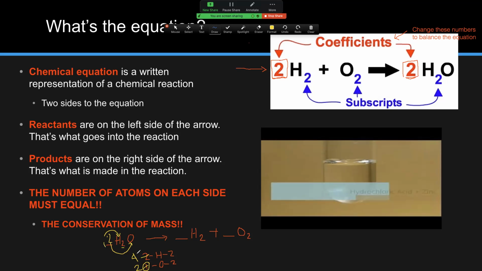But now I have 4 hydrogens on my reactant side, and I only have 2 hydrogens on my product side. So again, I can change these coefficient numbers. If I want to make this a 4, my reaction, because I had 2 water molecules, is now going to produce 2 hydrogen molecules. 2 times 2 is going to be 4. All right, that's the conservation of mass. We'll definitely go more into that in later class periods.